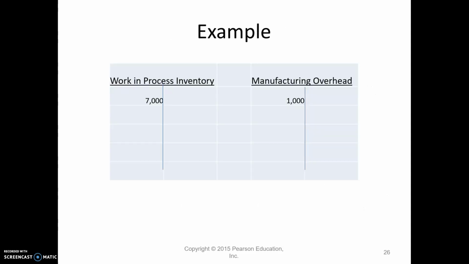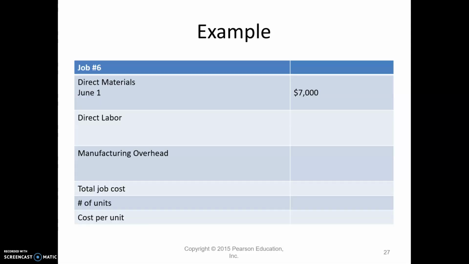So if we can look, I'll use T accounts to show the balances in the accounts. We'll put 7,000 in the work in process inventory account. Manufacturing overhead has 1,000. And then if it's in the work in process inventory account, it also has to go in the job cost record. So on the job cost record for job 6, we'll put the 7,000 direct materials.